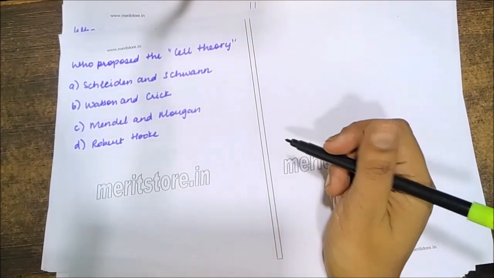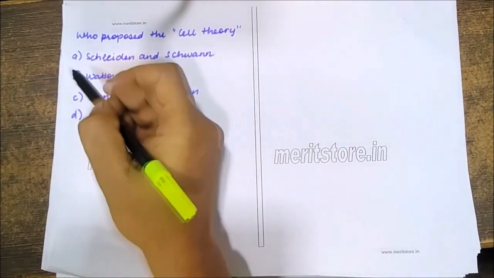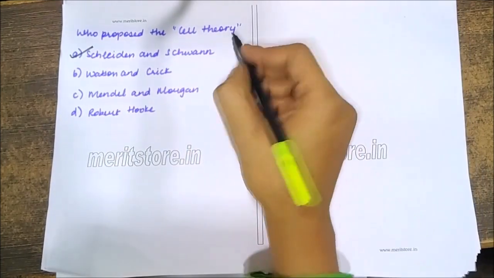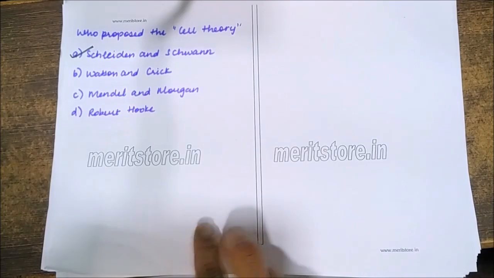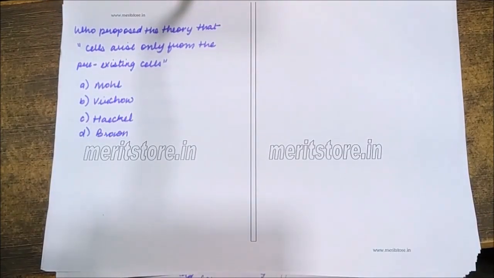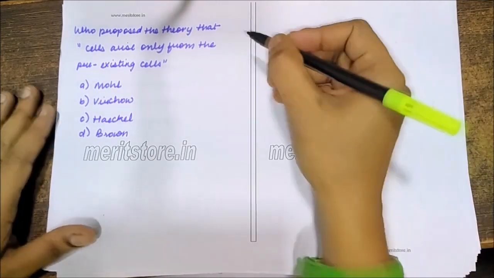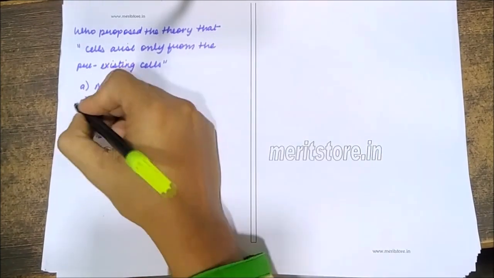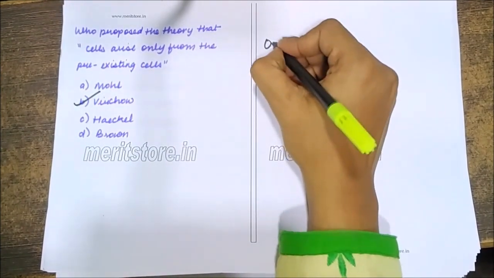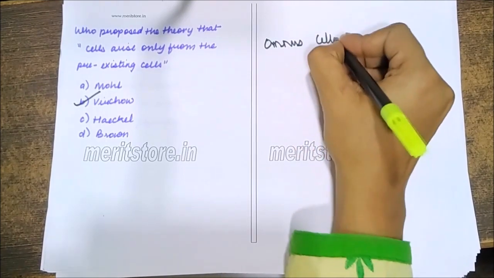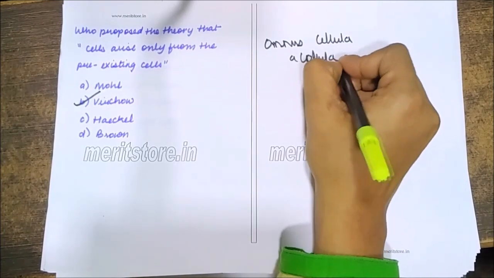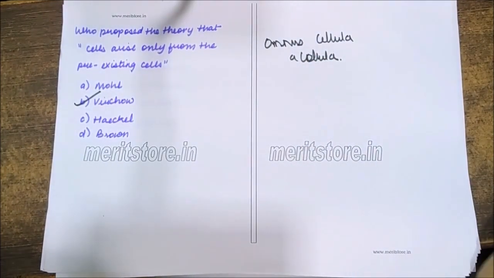Who proposed cell theory? Right at the start of this chapter only, the name of this scientist has been described. Schleiden and Schwann have given the cell theory. Next. Who proposed the theory that cells arise only from pre-existing cells? See, the scientist Virchow had said omnis cellula e cellula, which means cells arise only from pre-existing cells. So the correct option is Virchow.